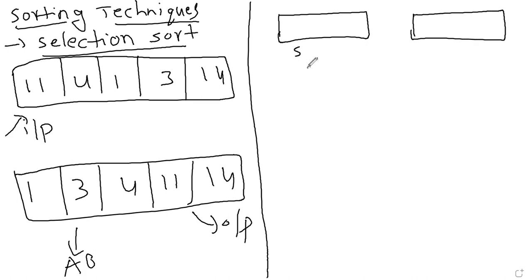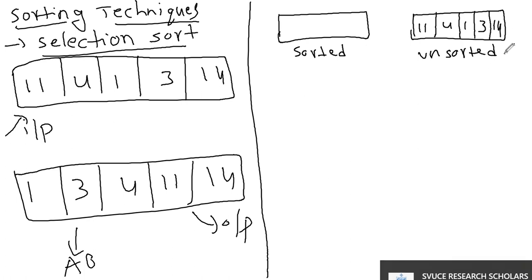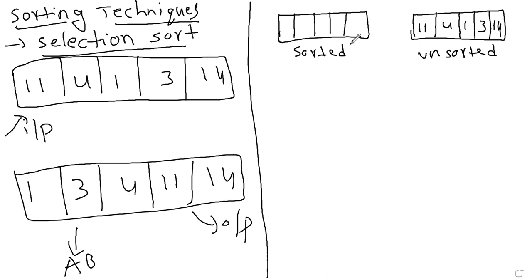This one is the sorted and this one is the unsorted. Now unsorted has the elements like 40, 11, 4, 1, 3, 14. These are the elements we are having in the unsorted array. So this is a sorted array. So the first step is to divide the array into 2 parts. One is the sorted array, the other one is the unsorted array.